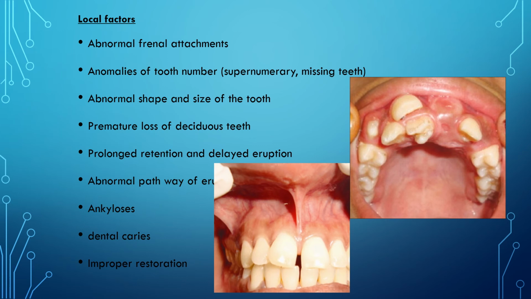Abnormalities of tooth number, supernumerary or missing teeth, abnormal shape and size of the tooth, mainly for young children when they have their permanent teeth, which are much bigger than their face, and they have not developed the alveolar bone to cope with the tooth size. That's why there is overcrowding of the teeth.